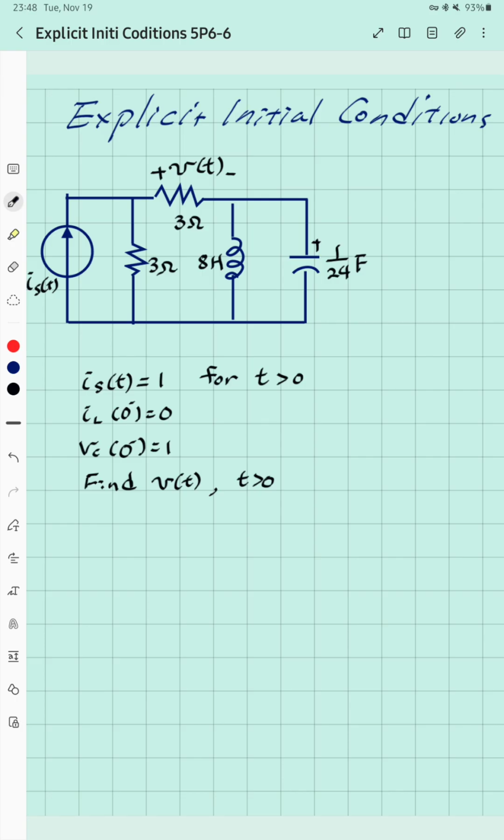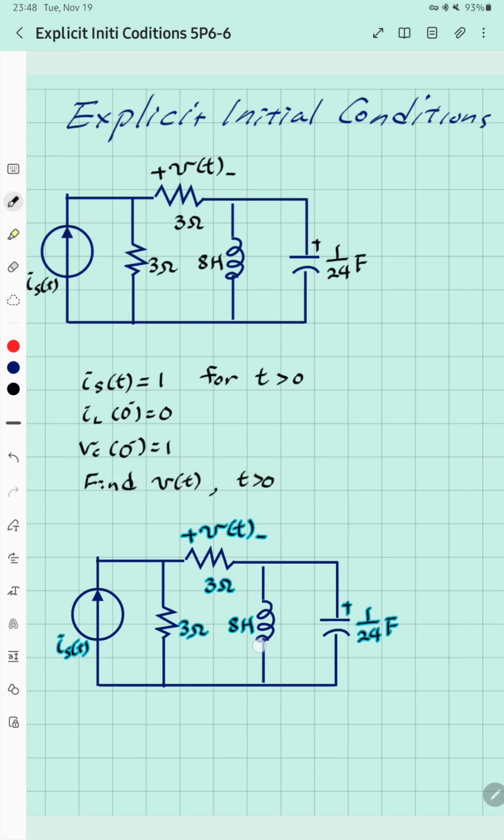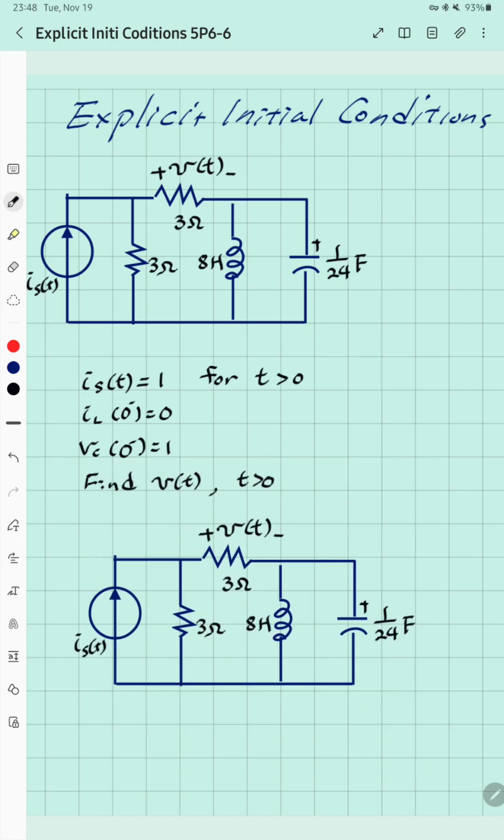So now you redraw the circuit in the Laplace domain, showing initial conditions. That's your first step. I have pasted the drawing here, and I'm going to change this to I of S. And the 3 H will be SL, so that will become 8S. And this is just a 3. V of t across, that will be, let's say, V of S that you're looking for.